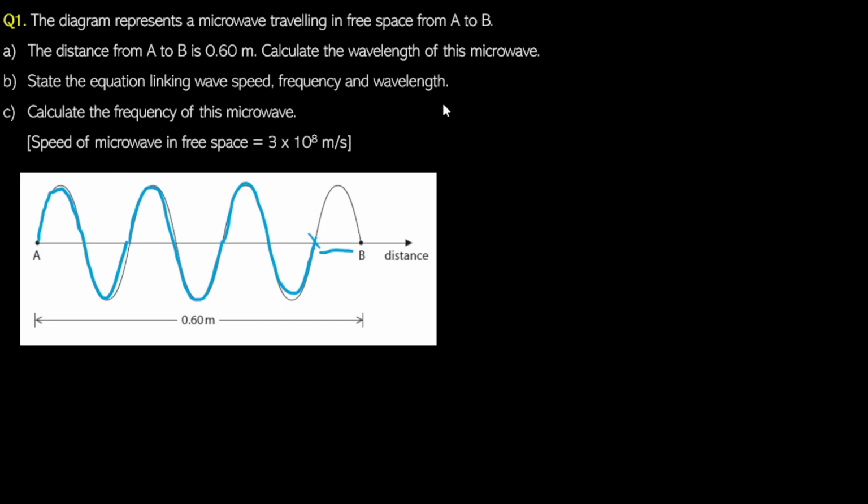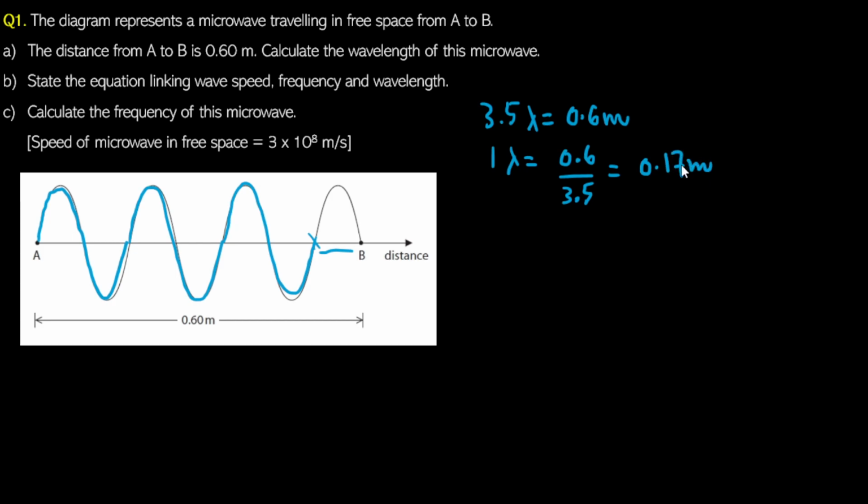So that means 3.5 wavelengths is equal to 0.6 meters. We're trying to find out the wavelength of 1, so it will be 0.6 divided by 3.5. Your answer would be 0.17 meters.